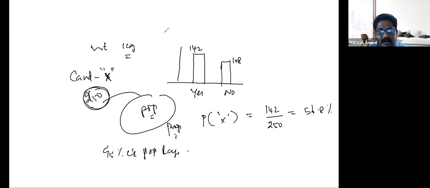So let us call this a Bernoulli distribution, right? The success case you can call as 1, with probability P, and the other case is 1 minus P.